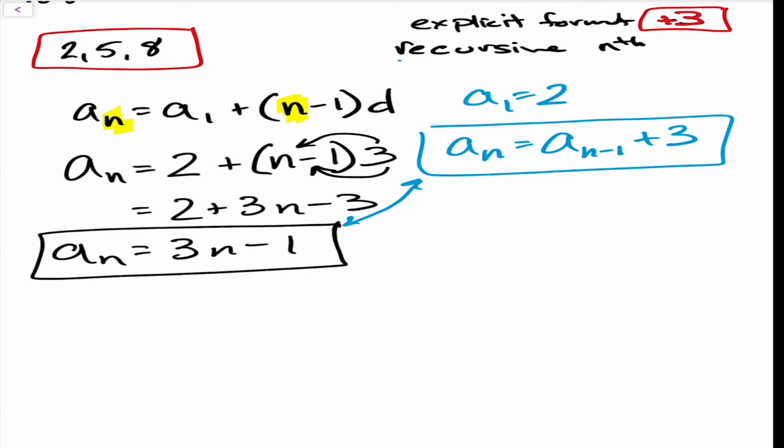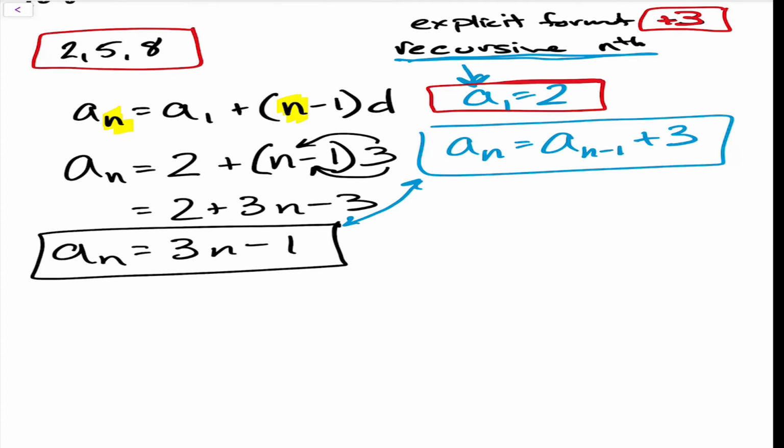Now this is the recursive version of it. Remember going back to video 1, with recursive, in order for me to find the following term, I must know my previous term. And so in this case, I know what my first term is. It's 2.